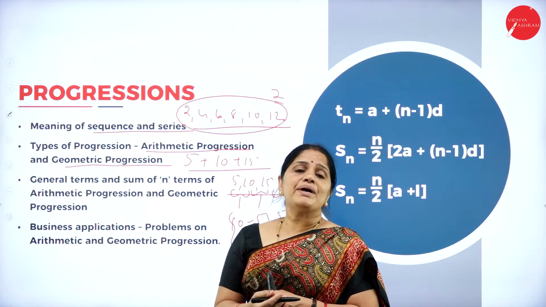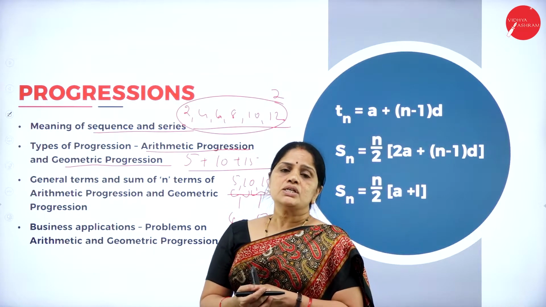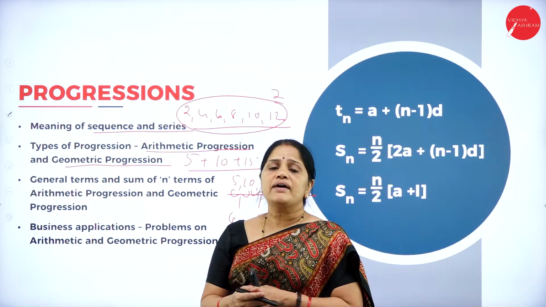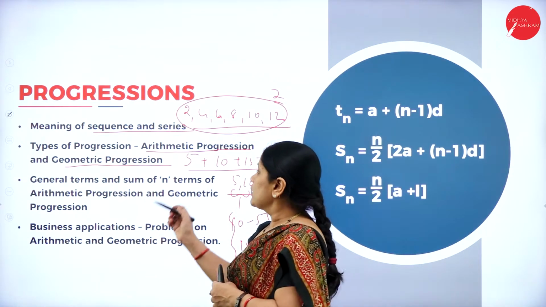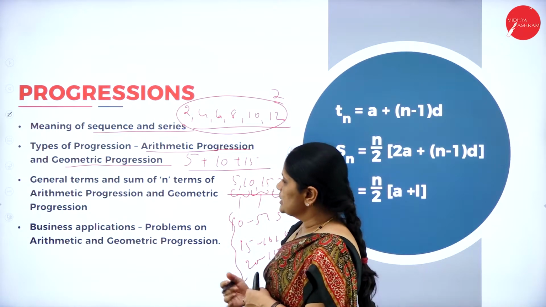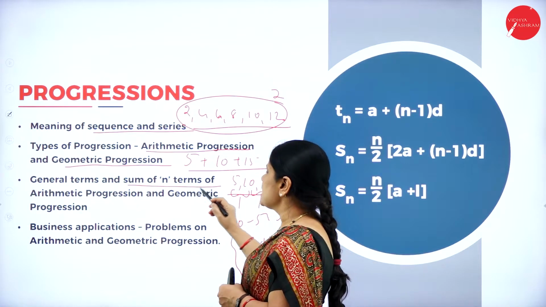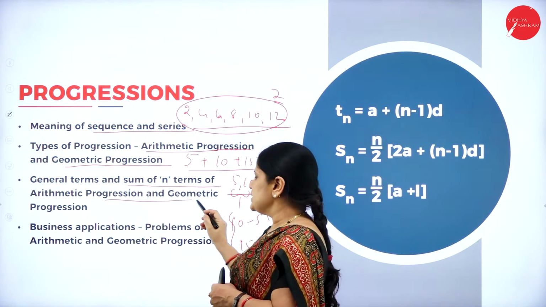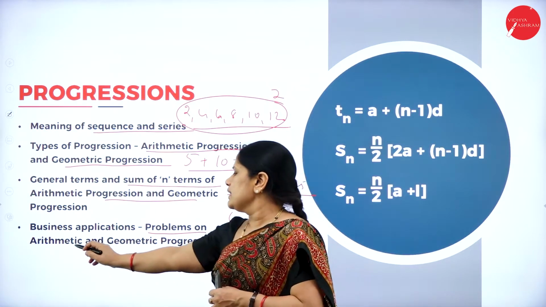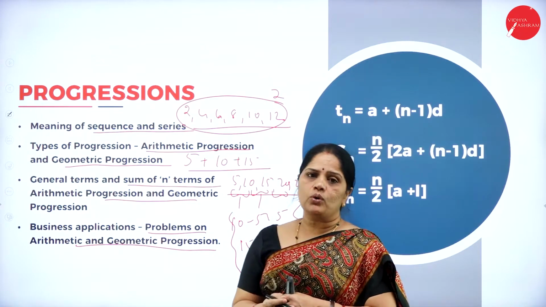Now what do we mean by geometric progressions? All those numbers which have a common ratio are called geometric progressions. Then we will also be having a look at the general terms, the sum of n terms of AP and GP, then problems on arithmetic and geometric progressions.